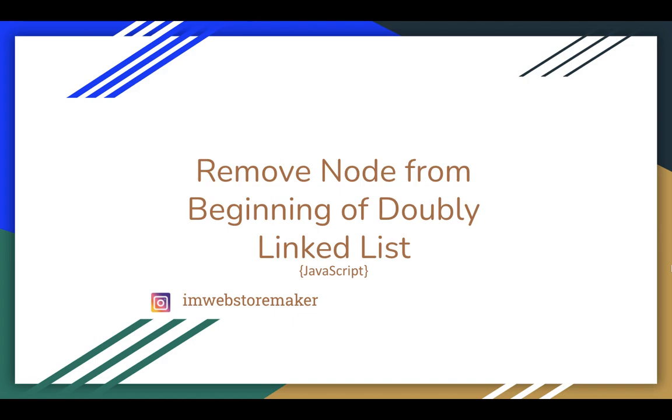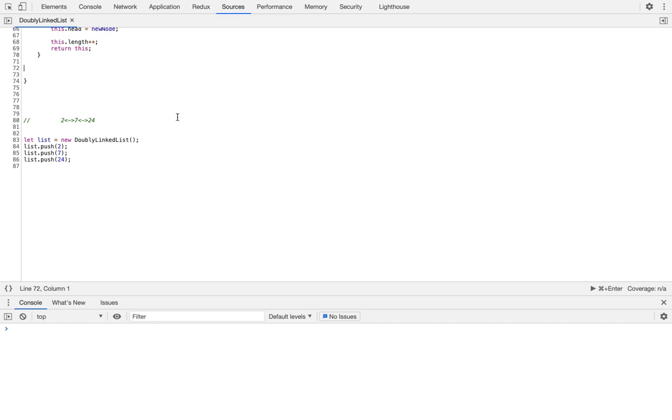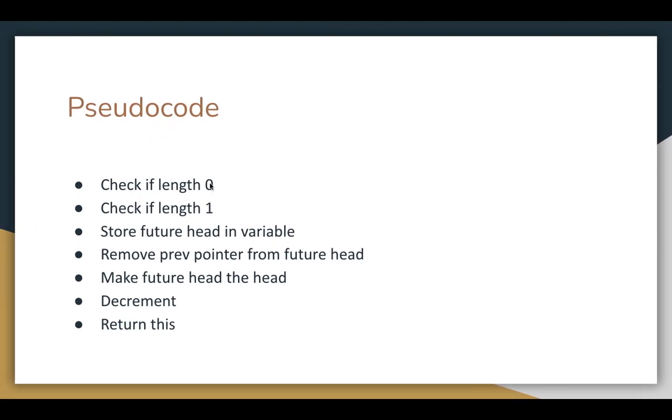In this lecture, I'm going to show you how to remove a node from the beginning of a doubly linked list. So let's go ahead and get started. For this method, we are going to call this shift. Shift's not taking in any arguments because it's removing a node, so we're not adding anything. All right, so next we're going to go to our pseudocode.